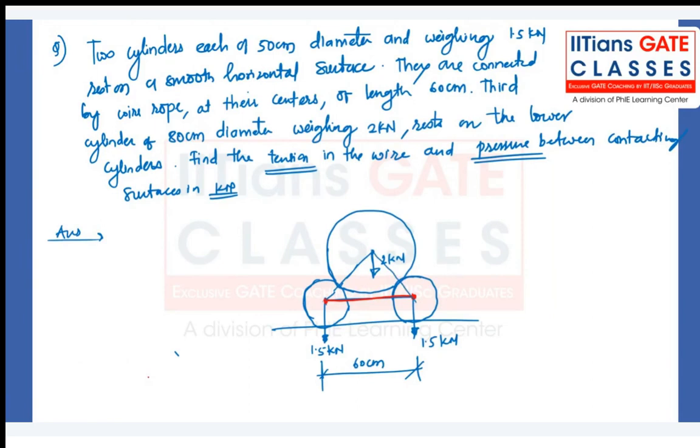Two cylinders, each of 50 centimeter diameter, weighing 1.5 kilonewton, shown here, rest on a smooth horizontal surface, and they are connected by a wire rope at their centers, of length 60 centimeter. The third cylinder, 80 centimeter diameter, weighing 2 kilonewton, rests on the lower cylinders, as shown in this figure. Find the tension in the wire and the pressure between the contacting cylinders.